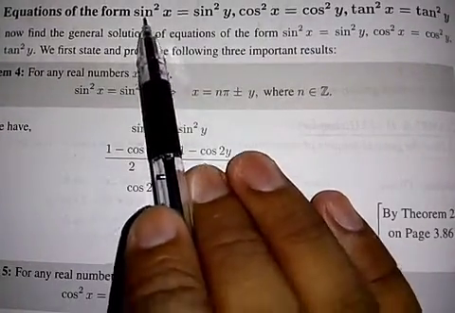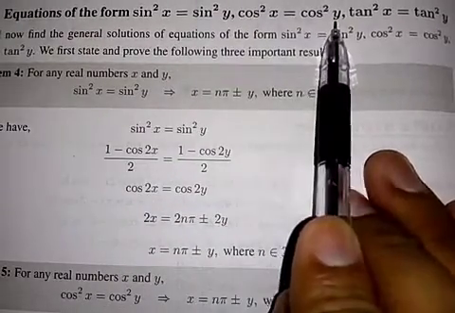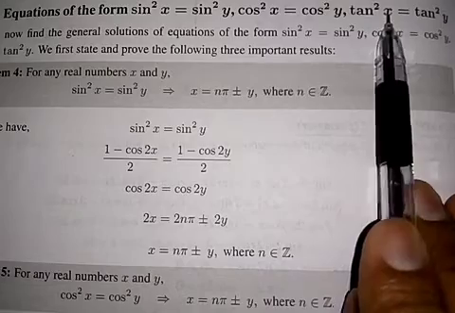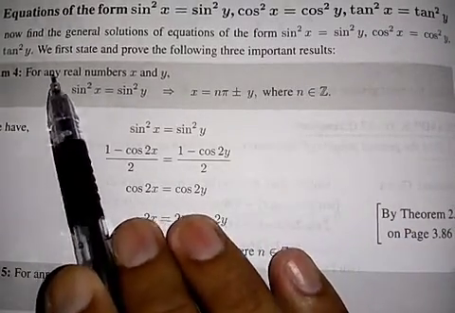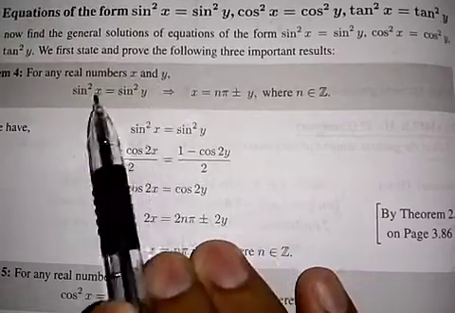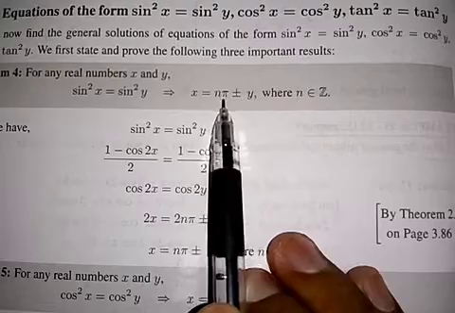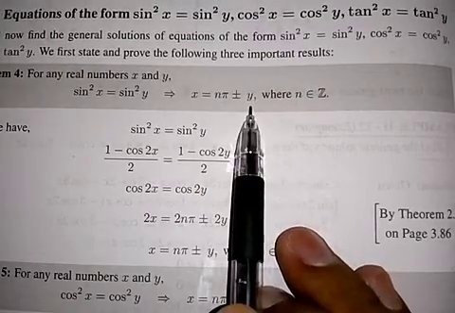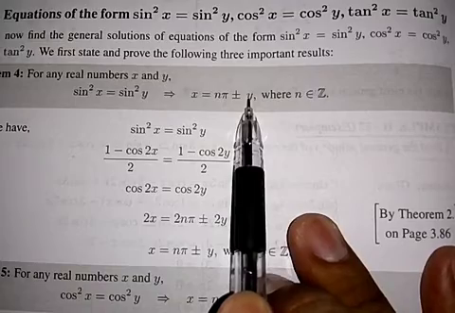Equations of the form sin square x equal to sin square y, cos square x equal to cos square y and tan square x equal to tan square y. We have a theorem: for any real numbers x, y, sin square x equal to sin square y implies that x equal to nπ plus minus y, where n belongs to Z and y is the principal value.